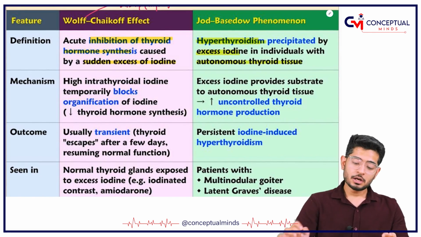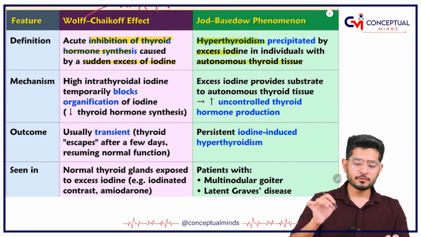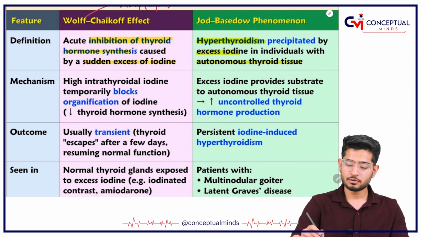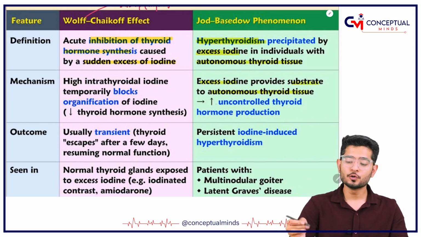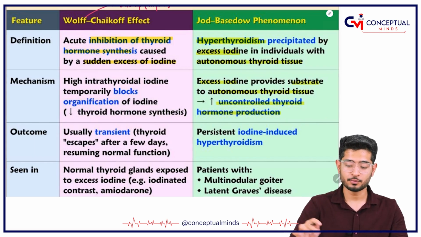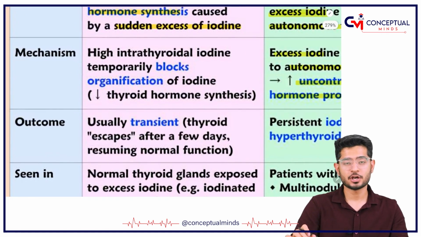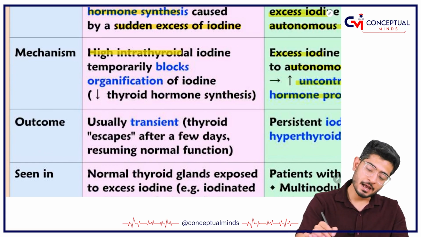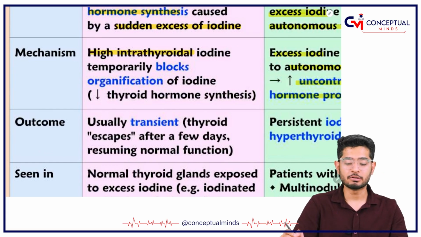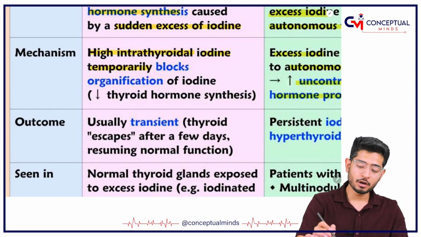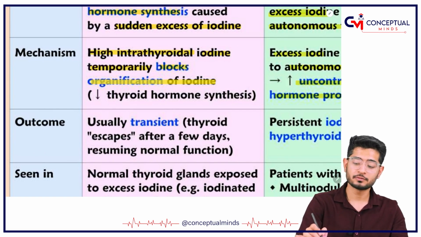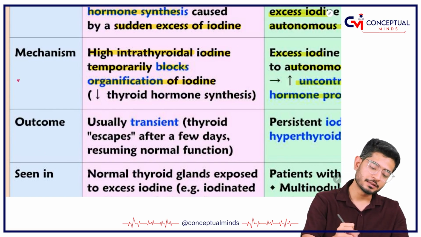Okay, so actually what happens in Wolff-Chaikoff, of course in Jod-Basedow you are clear that excess iodine is a substrate for autonomous thyroid tissue to promote thyroid hormone production. But what happens in Wolff-Chaikoff, dear friends, there is a high intrathyroid iodine temporarily blocking the organification of the iodine. I hope you know that conversion of iodide to I2 is called organification.